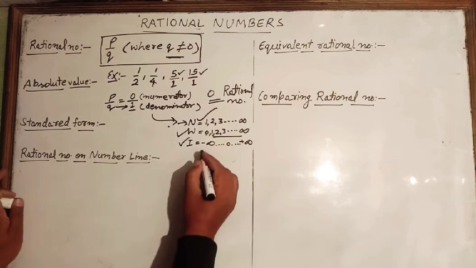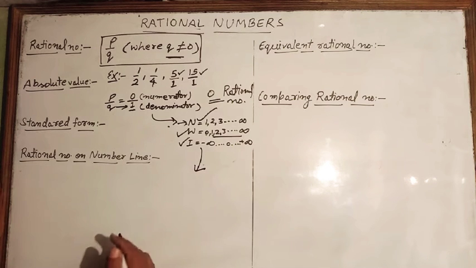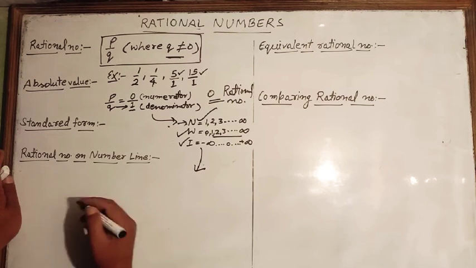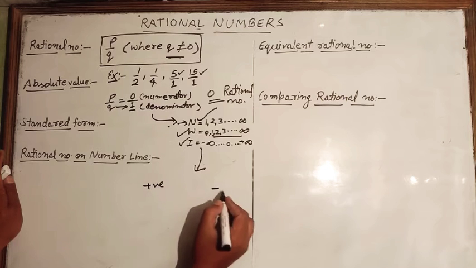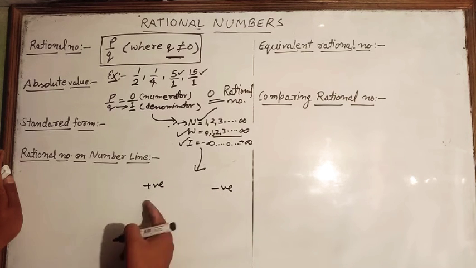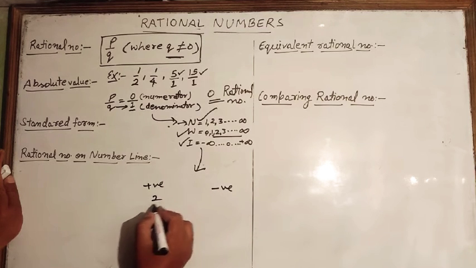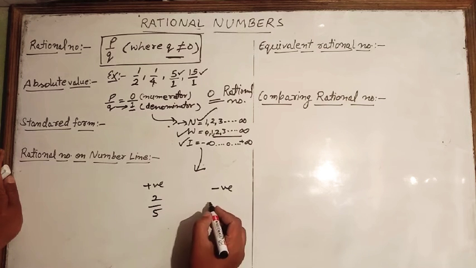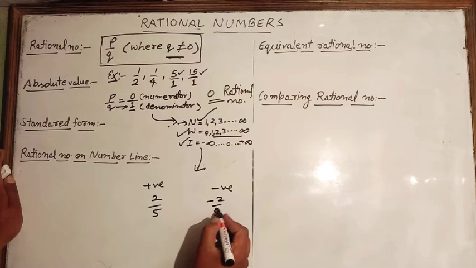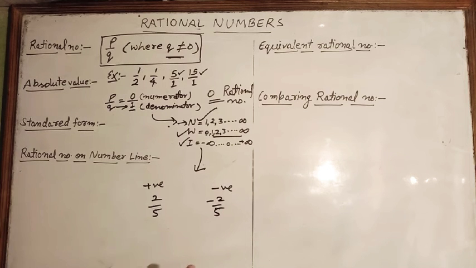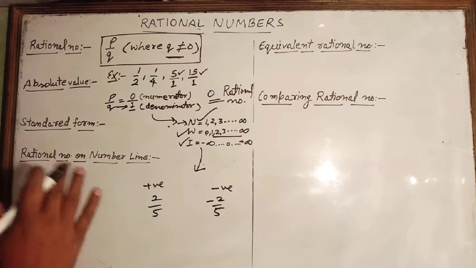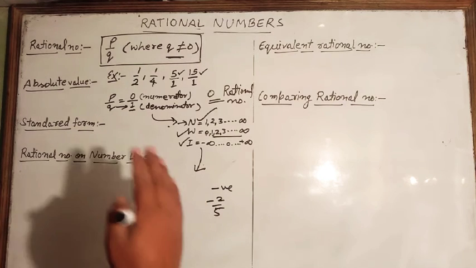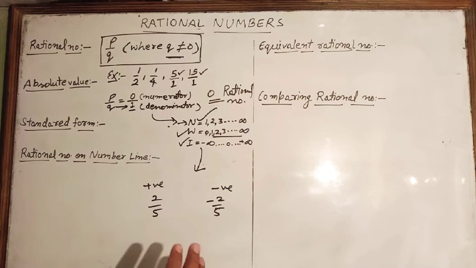If all the integers are rational numbers, we can say a rational number can be positive also, or a rational number can be negative also. Like, which one will be a positive rational number? 2 upon 5, whatever numbers having a positive sign. And a negative rational number is minus 2 upon 5, the negative of this one. Like this we can write. I hope it is clear what rational numbers are.